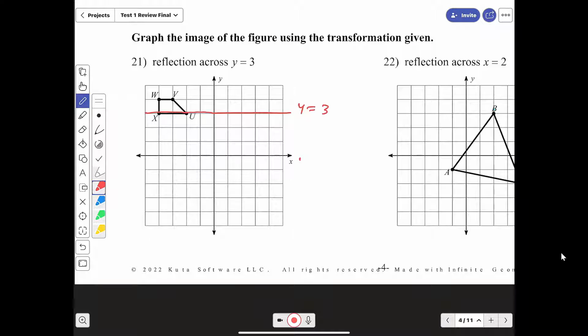And so you have y equals 3, there's the mirror. So this is actually U prime, this is X prime, and here will be W prime, and here will be V prime, since it's 1 unit away, and this has to be 1 unit away also. And so here is the reflection. You notice that X and U are not reflected because they're actually on the mirror. This is your preimage, and this is your image.